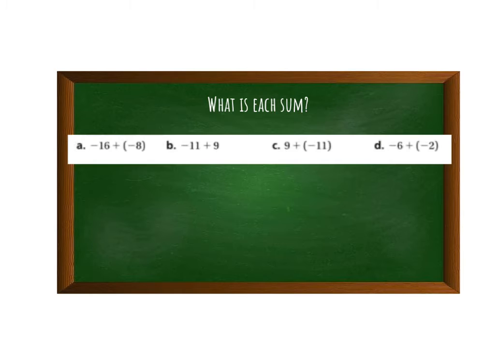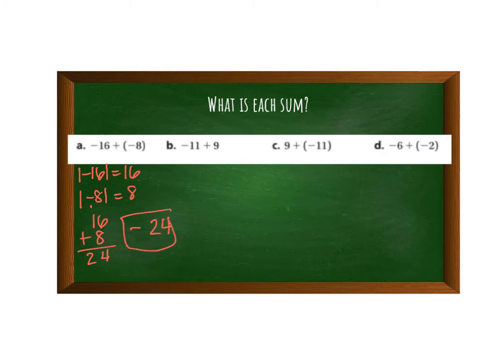And more fun. What is each sum? So we've got negative 16 plus negative 8. They are the same sign. So what we're going to do is we are just going to add their absolute values. The absolute value of negative 16 is 16. The absolute value of negative 8 is 8. You add 16 plus 8 is 24. And is it going to be positive or negative? It's going to be negative. Why? Because they were both negative to begin with.